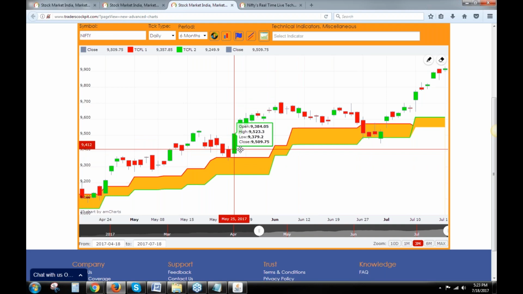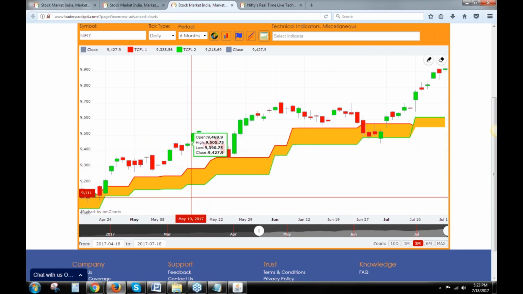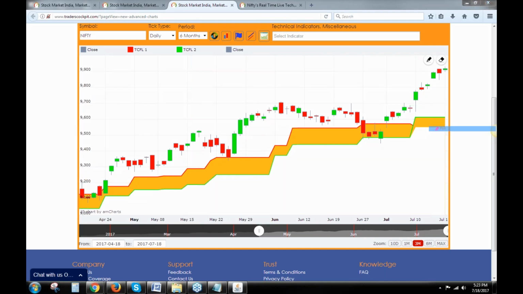Similarly, if at any point of time the price comes below the lower cloud value or this green line, that creates an opportunity for selling there. Like if price comes below the cloud, that creates an opportunity for a sell. If price goes above the cloud, that creates an opportunity for a buy there.